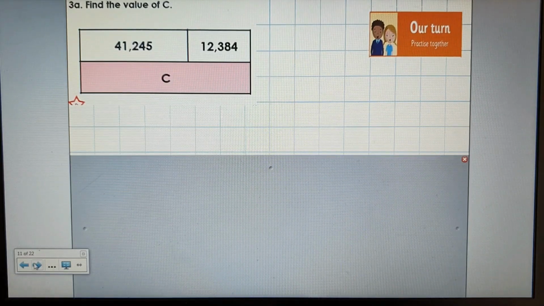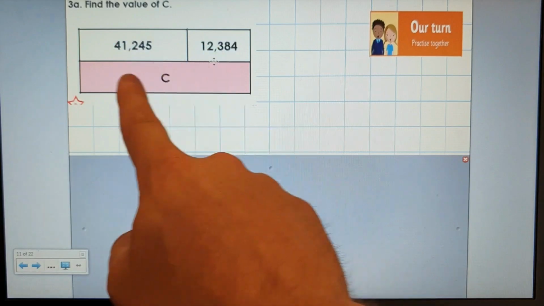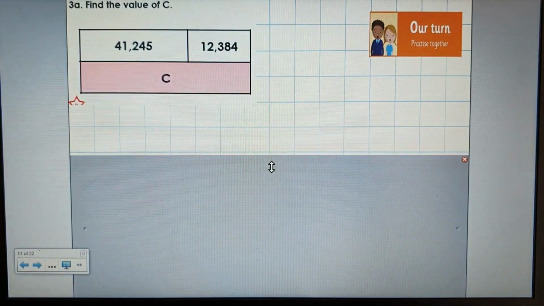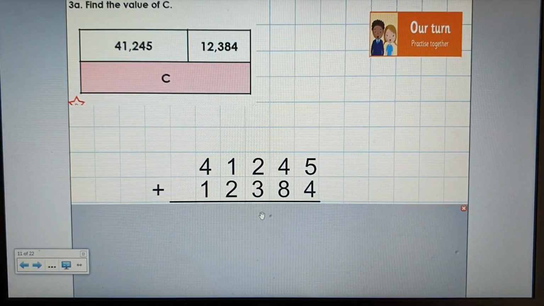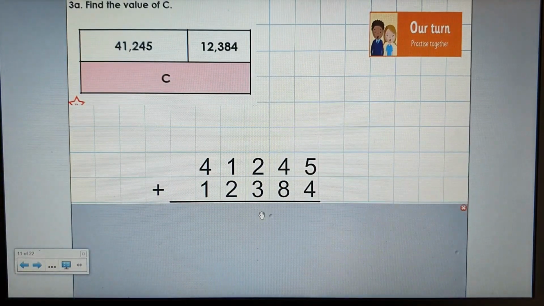All right, well done. So, by looking at this bar model, I know these 2 numbers make up the same amount as this one, this C. So I'm going to do an addition. Again, I need to make sure my digits are in each box. Luckily, again, I have 2 5-digit numbers, so they will line up quite nicely. And I always work my way through. So 5 add 4 will give me 9.